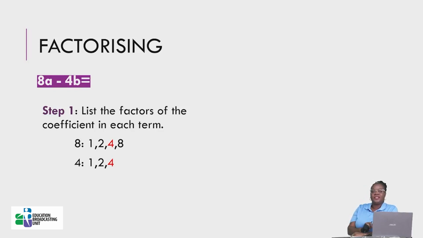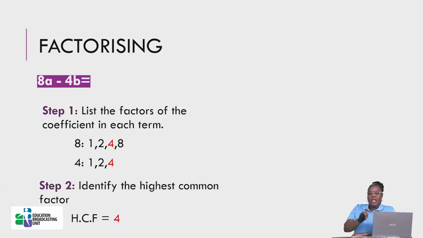The factors of 8 are 1, 2, 4, 8. And the factors of 4 are 1, 2, and 4. Remember that HCF that we looked at just a while ago? The highest number that can divide 8 and 4 equally is 4. So we have just found our HCF. So the highest common factor is 4. And that's our step 2.